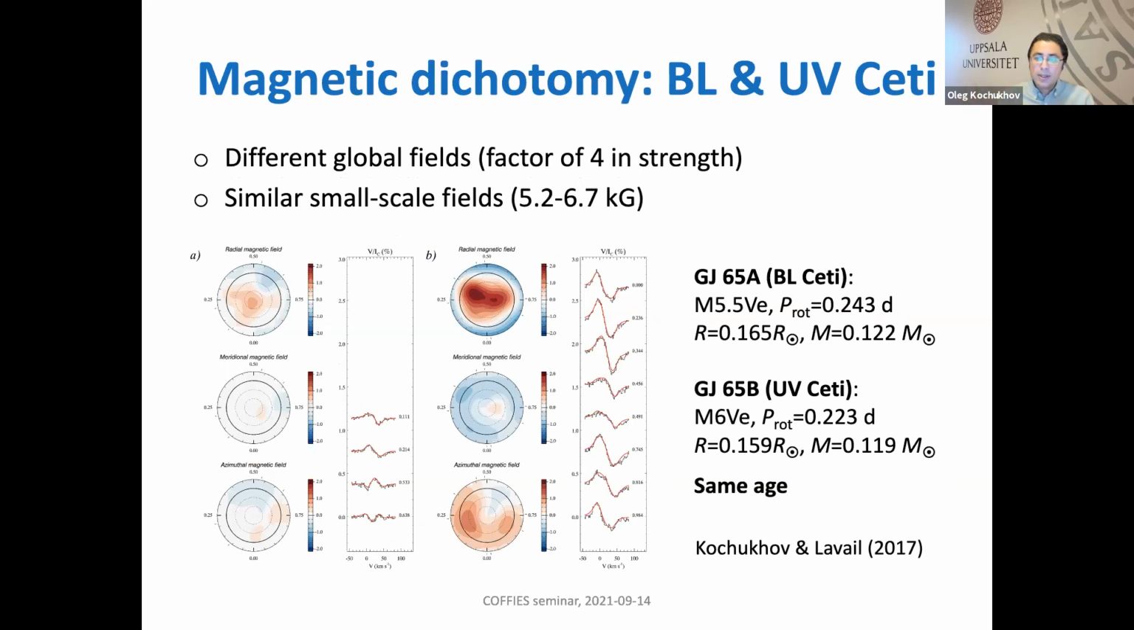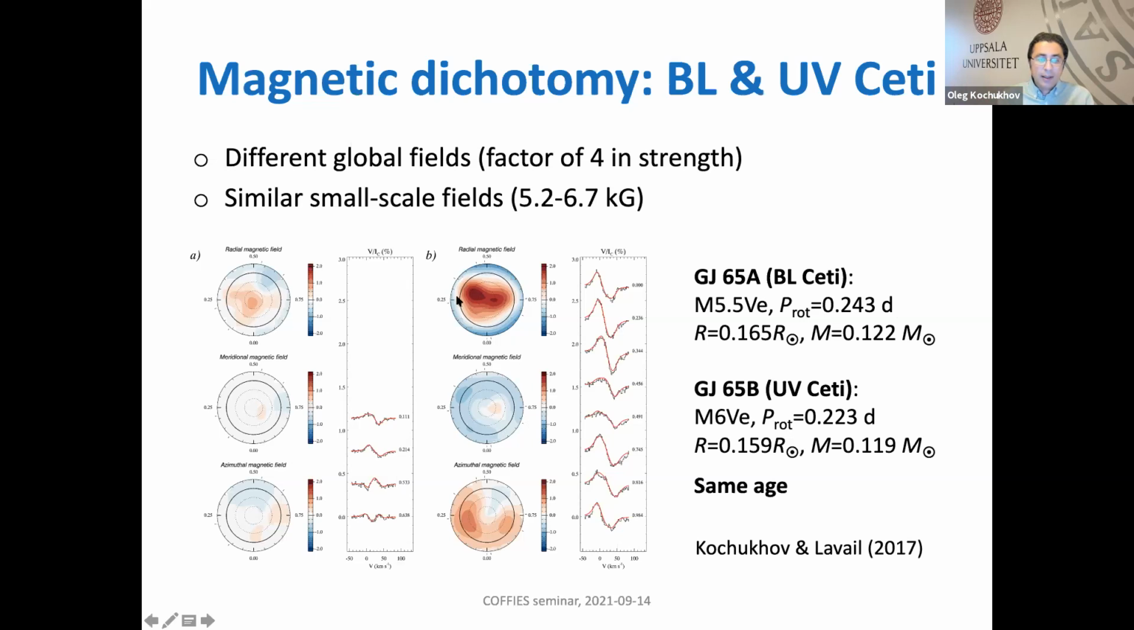They have the same age. And as you can see from the parameters given here, they have very similar masses. Masses are known because they're in a binary system, so the orbit can be traced and masses can be measured. They have nearly identical rotation periods.